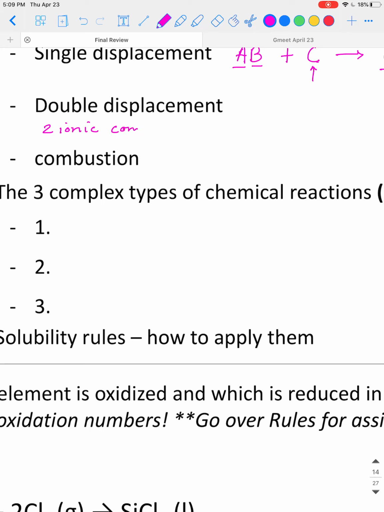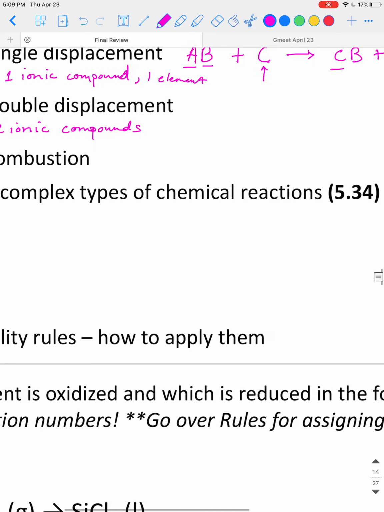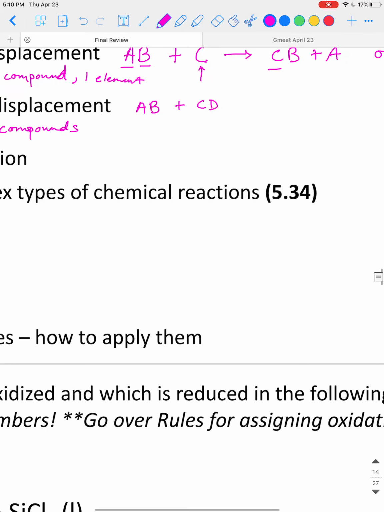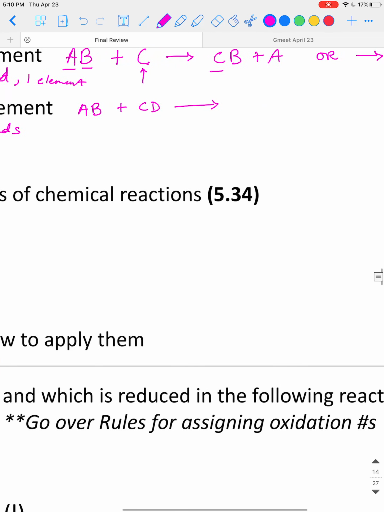Double displacement, the key way to recognize it is you usually have two ionic compounds. In single displacement, you had one ionic compound and then one, say, element. But here in double displacement, we have two ionic compounds. So that's going to be like this: AB plus CD.